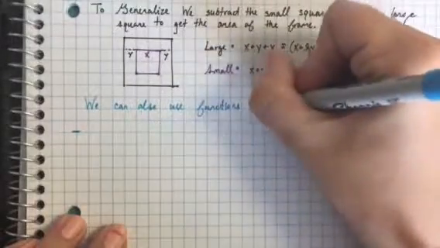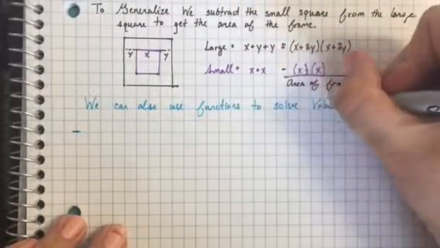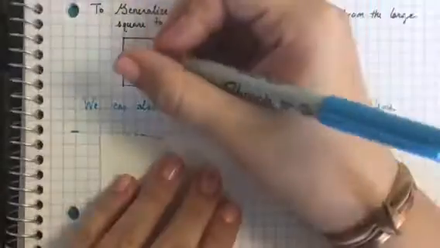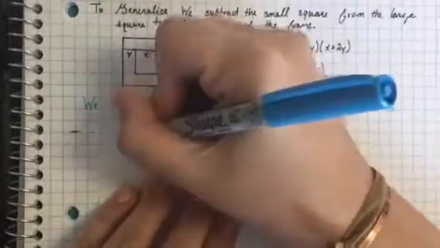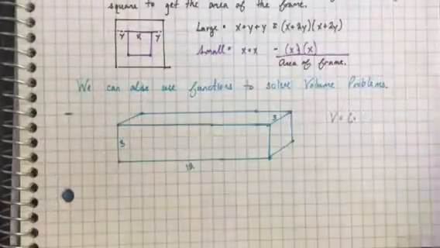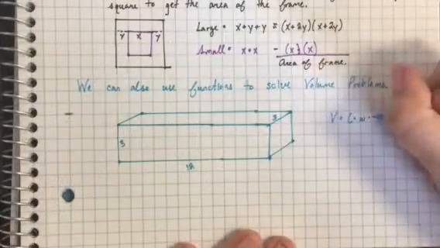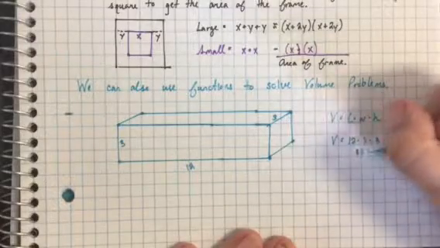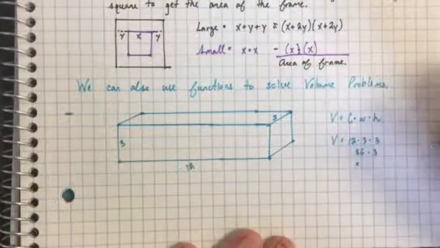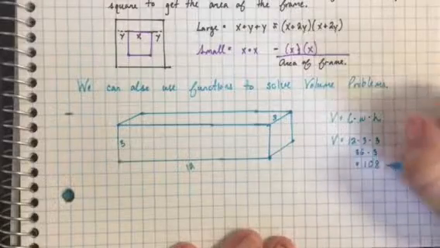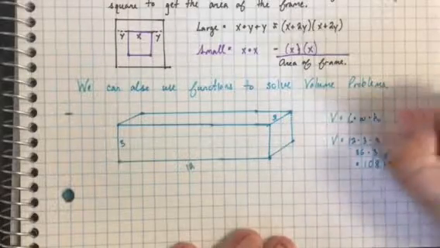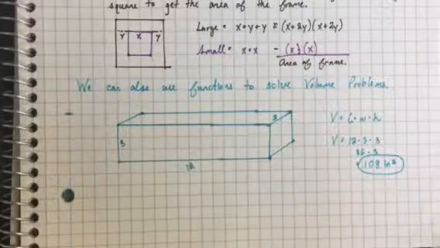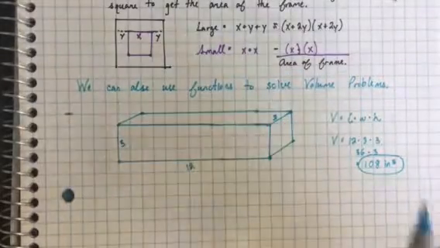We can also use functions to solve volume problems. So remember, volume is three-dimensional space. It's kind of like measuring the water in a fish tank. So I drew myself a rectangular prism there. It's 12 by 3 by 3. And my volume formula is volume equals length times width times height. So I substitute the values that I know, 12 times 3 times 3. I get 36 times 3, which is 108 inches cubed.